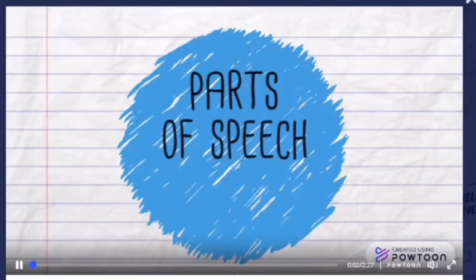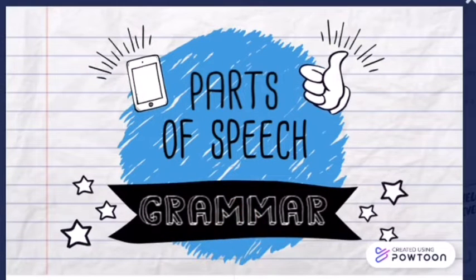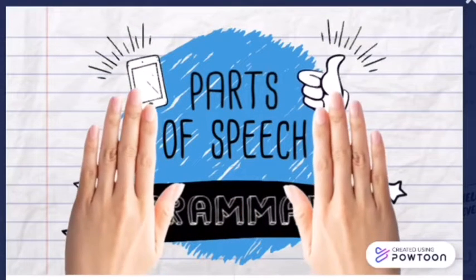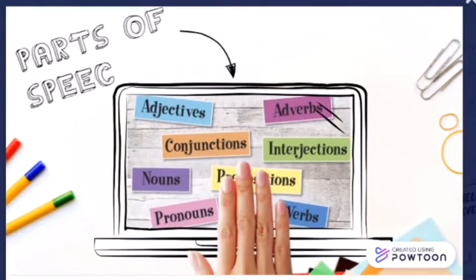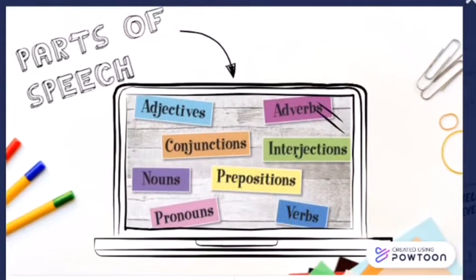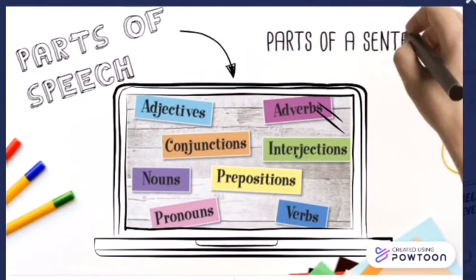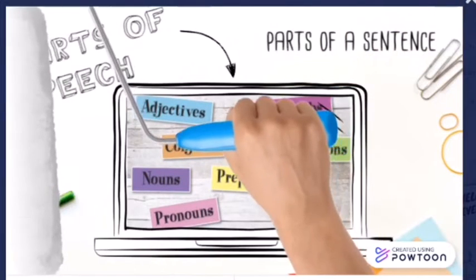Let's start. We're going to talk about parts of speech in grammar. If you remember, we saw this one in the third bimester. The parts of speech are adjectives, conjunctions, nouns, prepositions, and others, and they are also called the parts of a sentence.